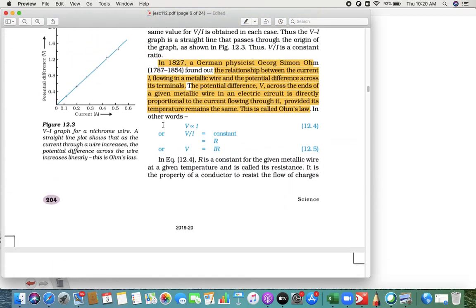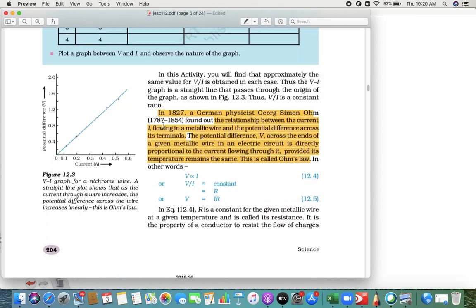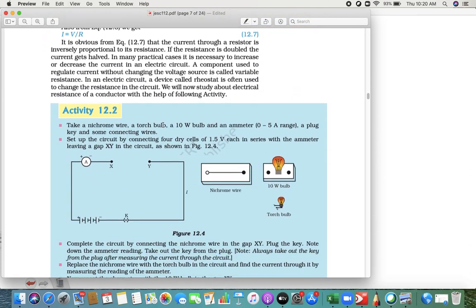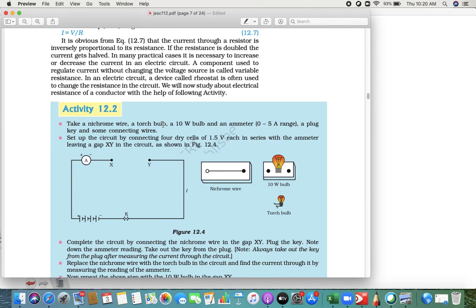The first thing we have seen in this activity is that we have given a nichrome wire, a torch bulb, and a 10 volt bulb. For different components, the resistance is different. So my homework to you today is to think a little: when you change the material, what will happen?